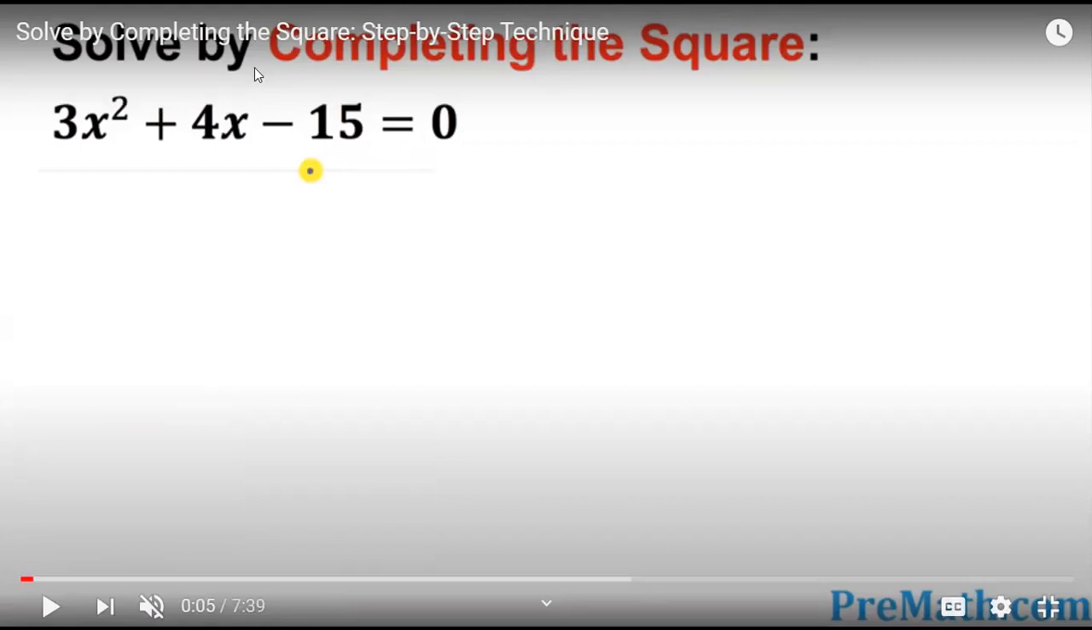You have done the completing square method in class 9: when the polynomial is not a perfect square, we add a term to make the given expression a perfect square.